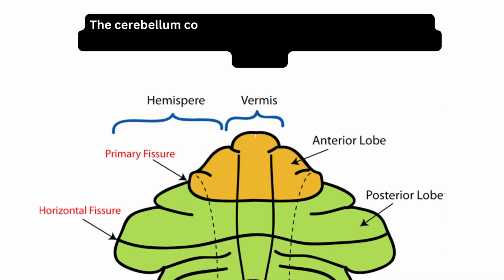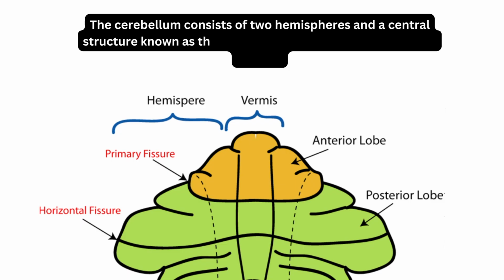The cerebellum is divided into two hemispheres. In the middle of these hemispheres, it contains a structure known as the vermis, which plays a critical role in postural control.